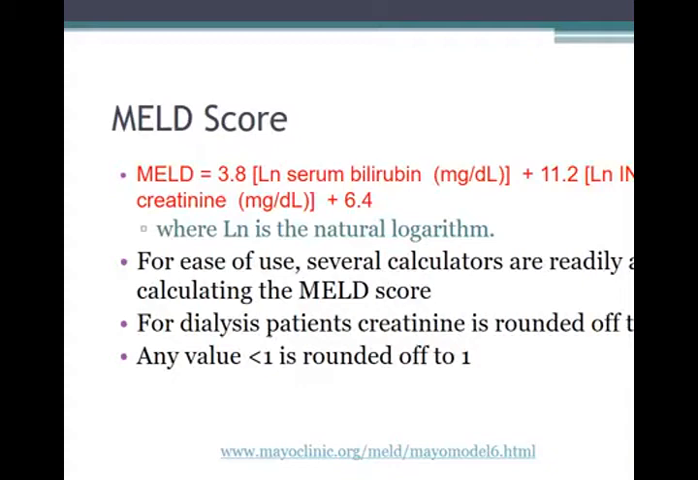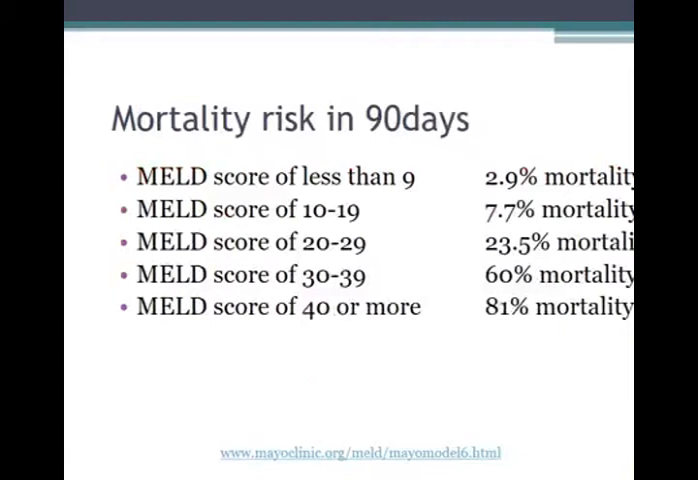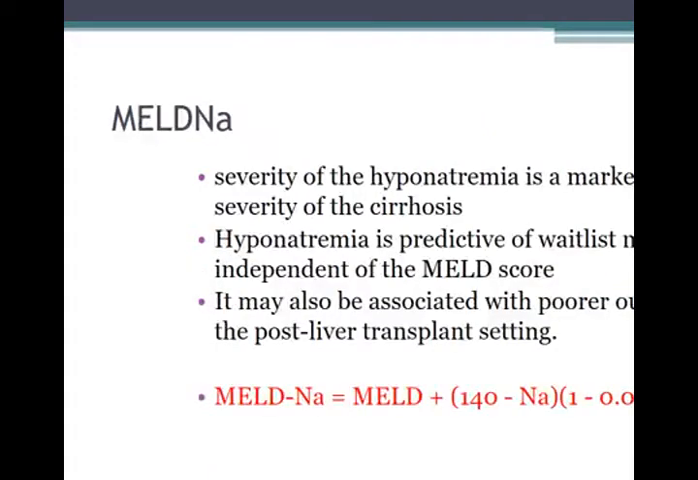For patients who are on dialysis, the creatinine is rounded off to 4, and any value less than 1 is also rounded off to 1. If the MELD score is less than 9, the patient has a good prognosis. If the patient has a MELD score of greater than 40, they are more prone to mortality. And this MELD score is used to prioritize those patients who need a liver transplant.